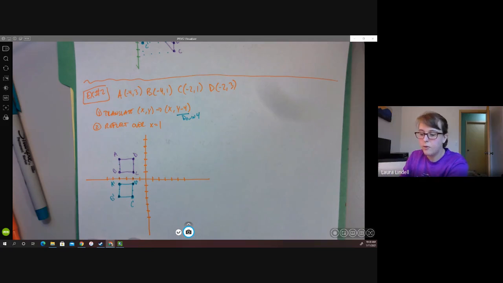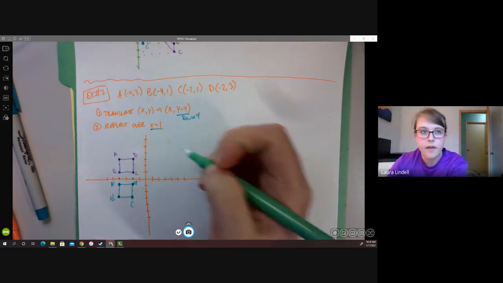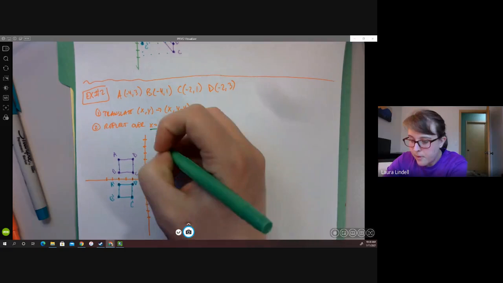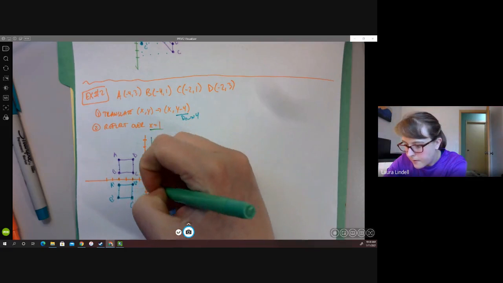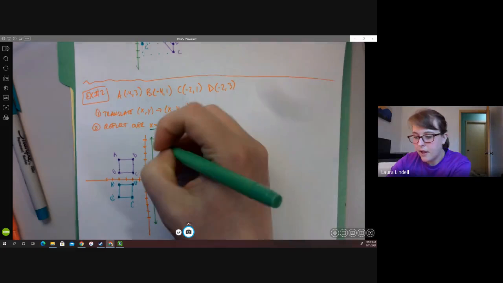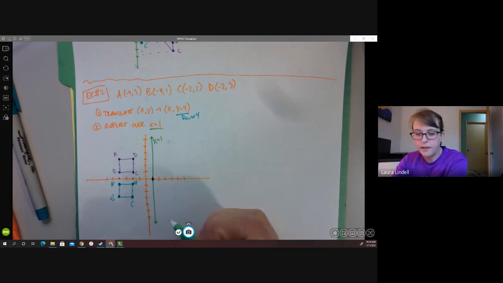Lastly, we want to locate our line of reflection, x equals 1. Well, we go over to 1 on the x-axis, and we make a straight line in the vertical direction. So there's the line x equals 1, and we are going to reflect the blue shape over that line.